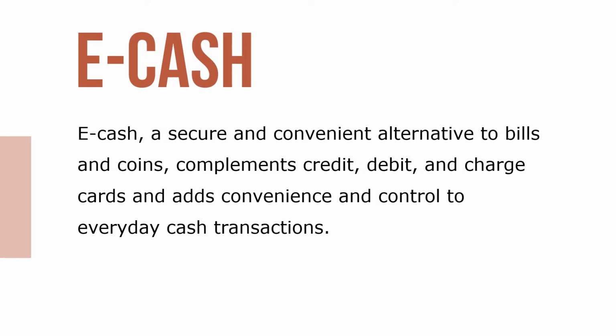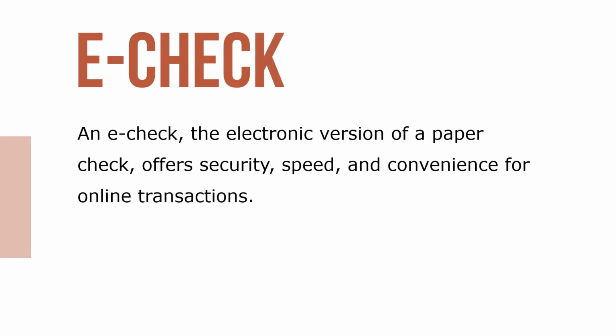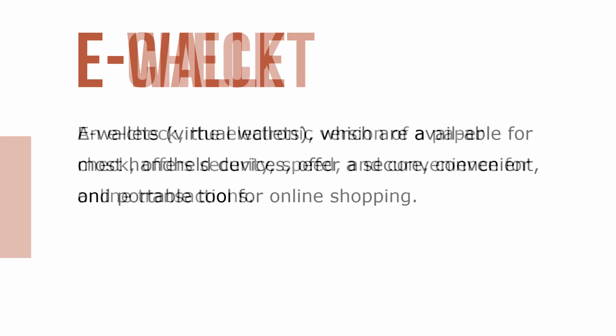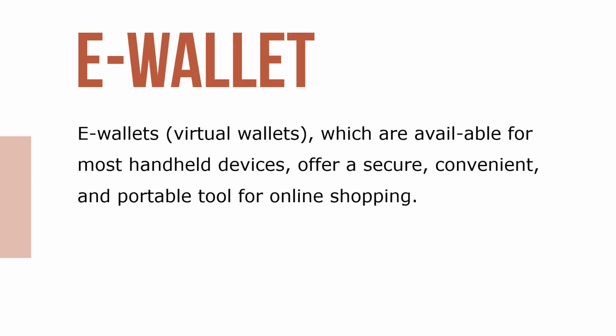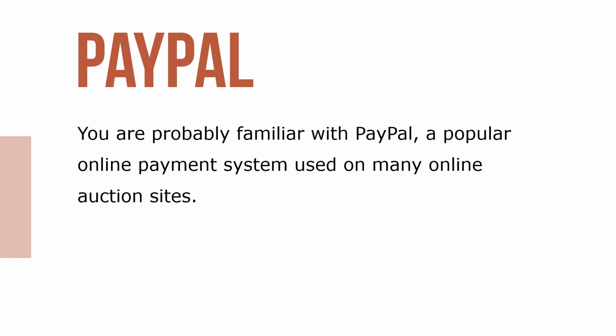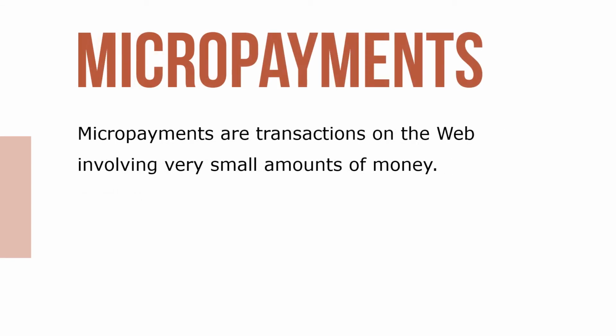eCash, a secure and convenient alternative to bills and coins, complements credit, debit, and charge cards and adds convenience and control to everyday cash transactions. An e-check, the electronic version of a paper check, offers security, speed, and convenience for online transactions. E-wallets, or virtual wallets, which are available for most handheld devices, offer secure, convenient, and portable tools for online shopping. You're probably familiar with PayPal, a popular online payment system used for many online auction sites. Micropayments are transactions on the web involving very small amounts of money.